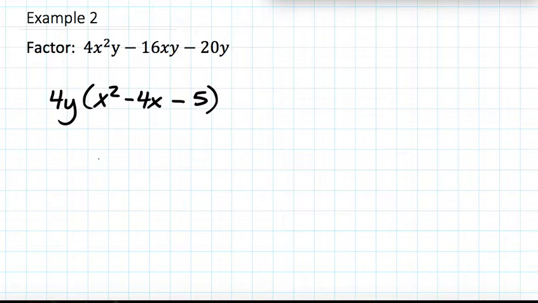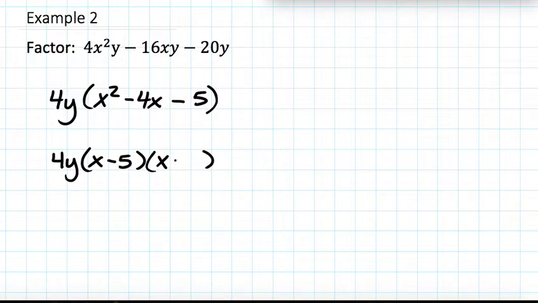So now what I have in the parentheses is a trinomial with three terms. And so I want to factor that using the guess and check method where I'm looking for two numbers that multiply to -5 and add to -4. That's going to be -5 and +1. And then don't forget, I need to have that 4y on the outside of my answer.